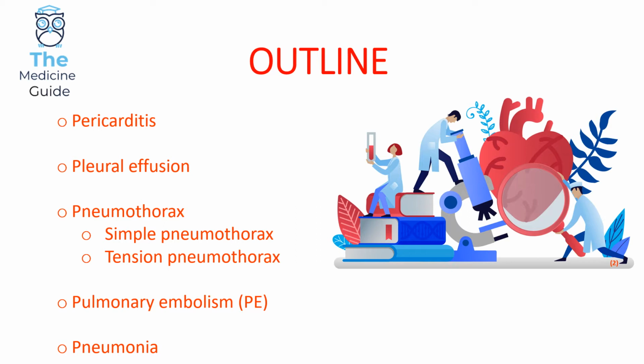Now, the causes of pleuritic chest pain are very high yield and crop up time and time again in medical school final exams, and they usually begin with the letter P, so that helps to simplify things. The causes involve pericarditis, pleural effusion, pneumothorax, pulmonary embolism or PE, and finally pneumonia. We'll talk about this in a little more detail as we go along.